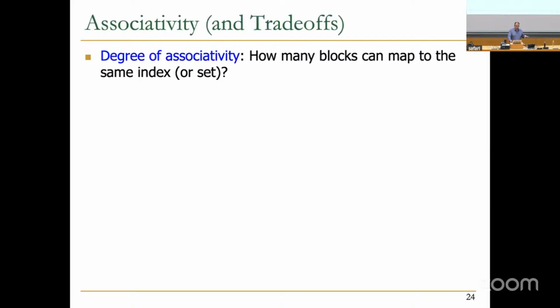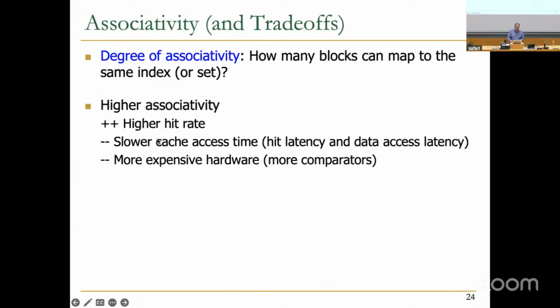So we already talked a little bit about the trade-off, but here I want to show a bit more. The degree of associativity is how many blocks can map to the same index or set, essentially the number of ways. Higher associativity would probably cause a higher hit rate. Of course, it depends on your access pattern. If your access pattern does not have much temporal and spatial locality, you might not benefit much from set associativity. But on average, across many workloads that people have used, higher associativity causes a higher hit rate.